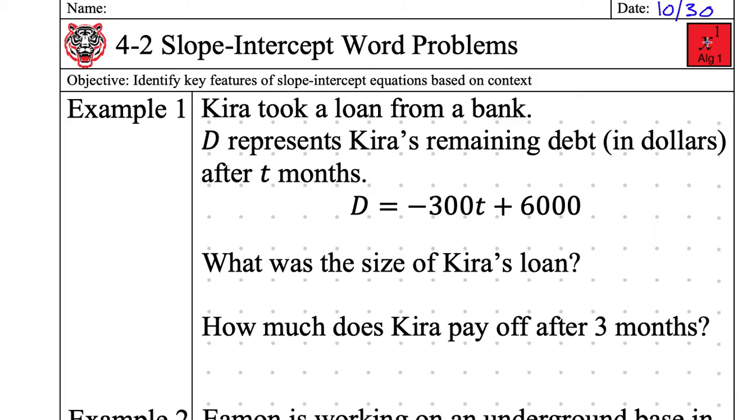Okay. Kira took a loan from a bank. D represents Kira's remaining debt in dollars. After T months, D equals negative 300T plus 6,000. What was the size of Kira's loan? How much does Kira pay off after 3 months?